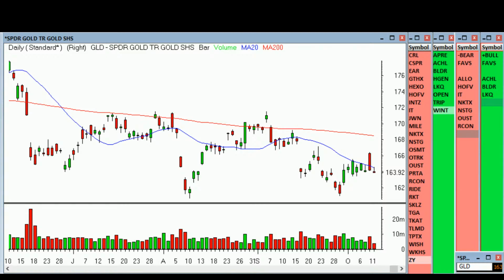What did you say? The SPY up or down? Down, but the SPY is showing relative strength to the Qs. So I would rather go with the Qs.